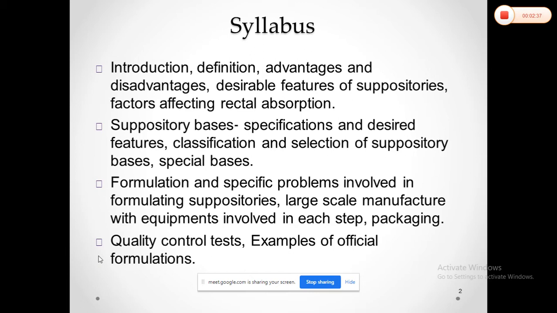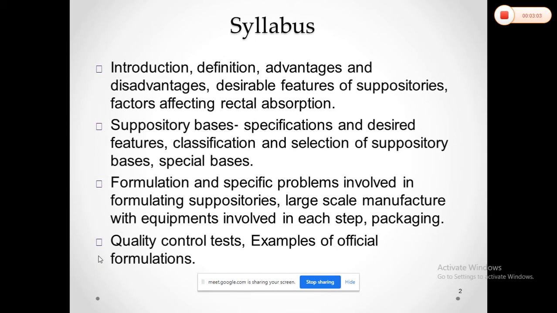So depending upon that, here also there are various types of base that you have to prepare. There are various types of suppositories, like cocoa butter suppositories or glycerol suppositories. Depending upon that, you have to select the proper base. Again the same thing: their specifications, their classifications, the features of each and every base, and how to select the suppository base. There are also some special bases that we are going to cover under the suppository base point.